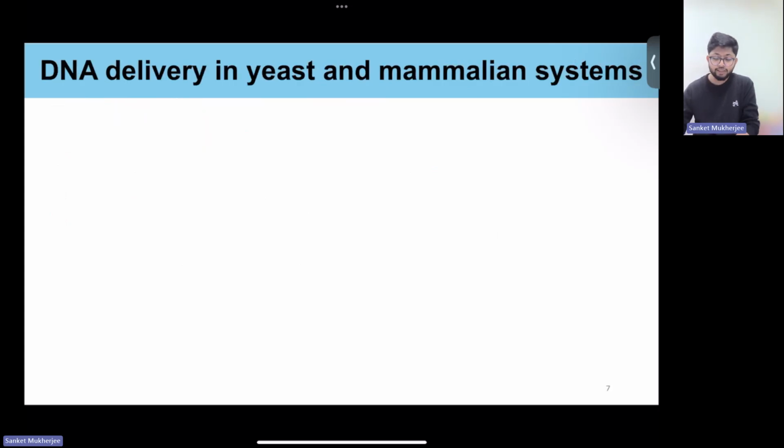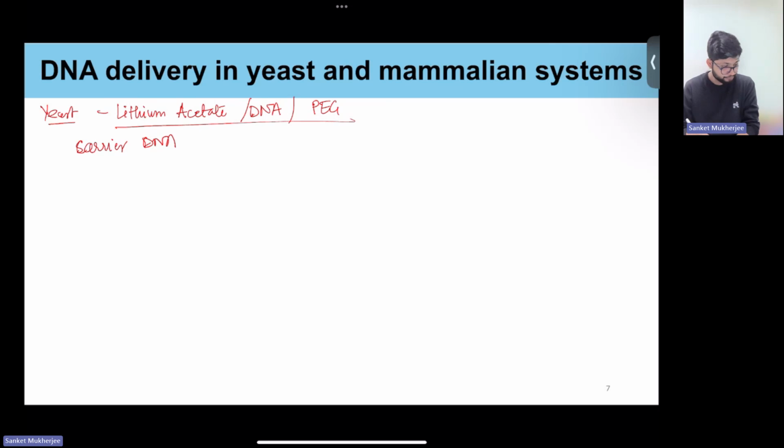Now, talking about DNA delivery in yeast and mammalian systems. We already talked about bacteria, but what about yeast? In the case of yeast, we use lithium acetate, DNA and PEG. So this basically contains lithium acetate and DNA. This DNA is not the DNA that you want to insert, but rather these are carrier DNAs. These are important because in the cell wall of yeast, there are some non-specific DNA binding sites.